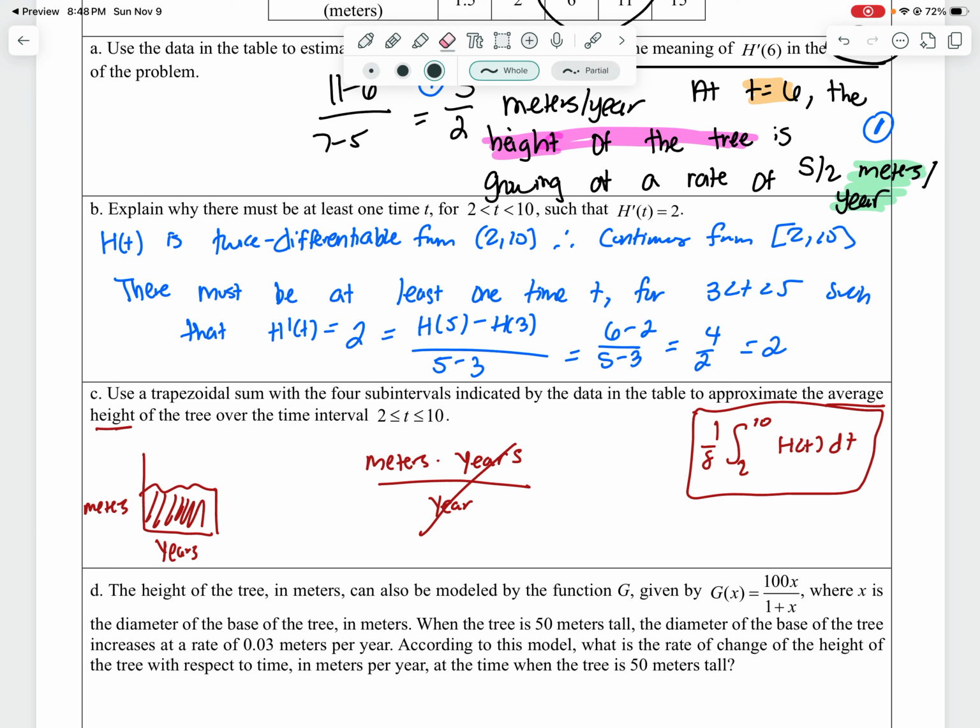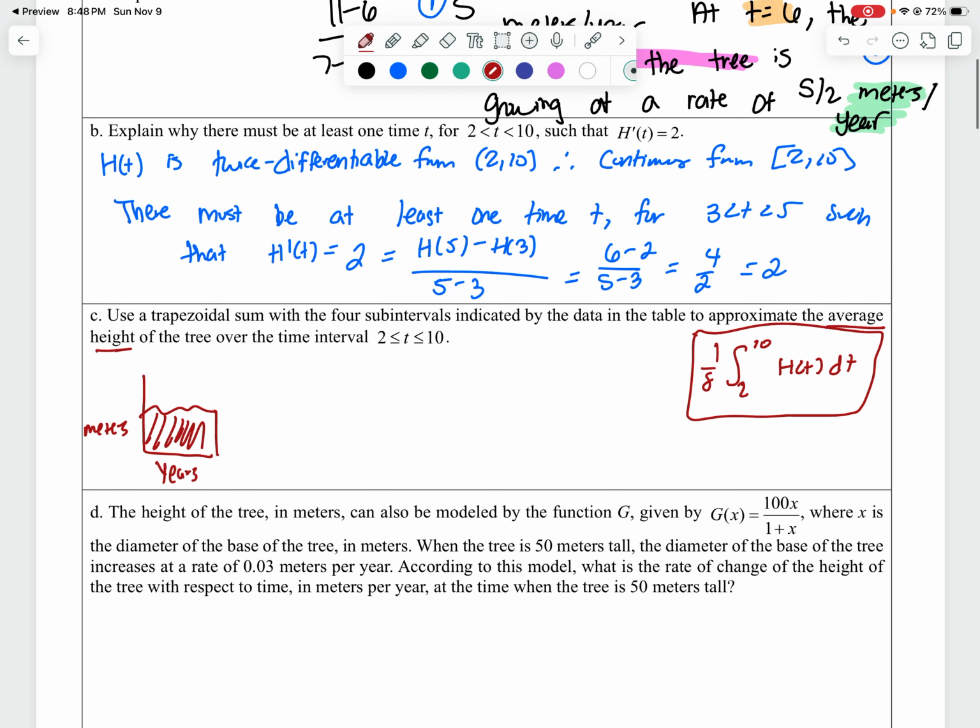Now, most of us gave me the correct trapezoid sum, which is really good, but you guys just forgot about the 1/8. I'm not going to do the trapezoid sum, but 1 point was essentially using the trapezoid sum, and then 1 point was the approximation, aka including the 1/8 in your answer.